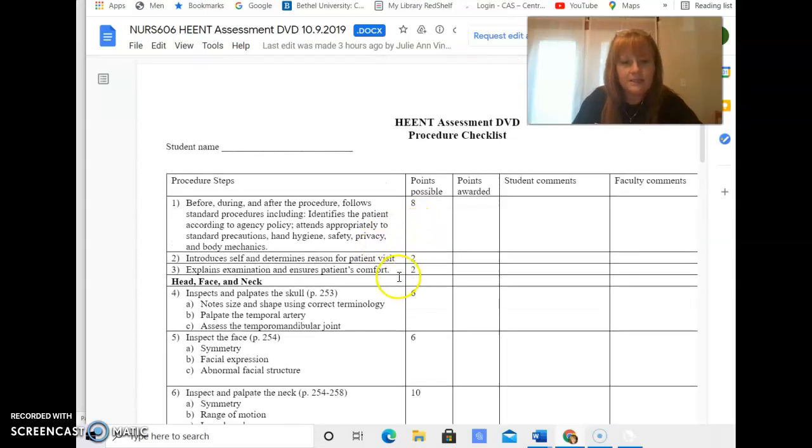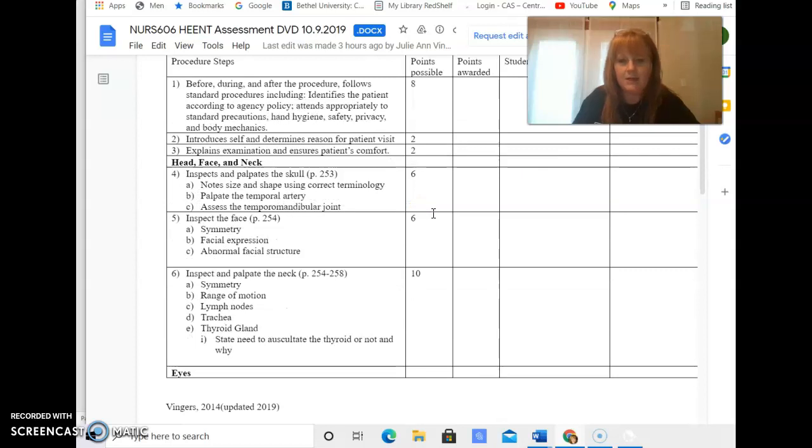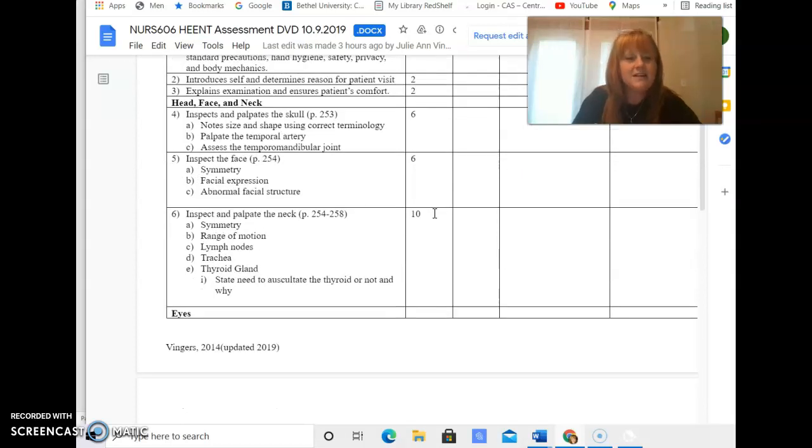So those were easy points. That's 8 points for the first one, 2 points for just introducing yourself and stating the reason for the visit, and 2 points for explaining the exam and making sure that the patient is comfortable. So those are easy points. You've got that. Next is the head, face, and neck.